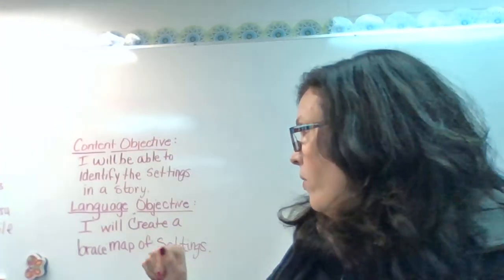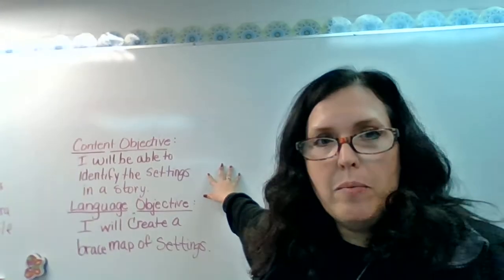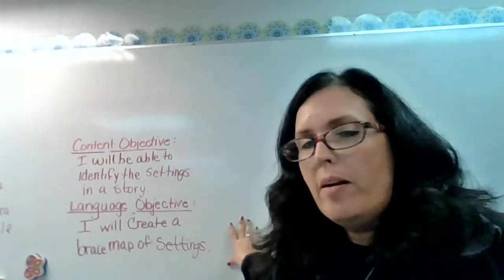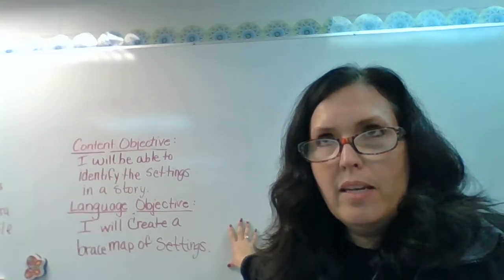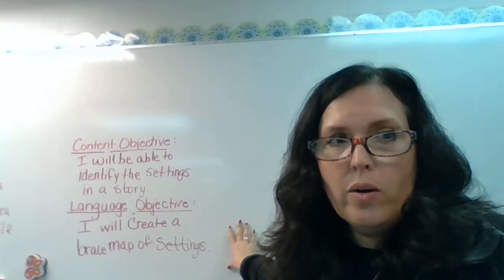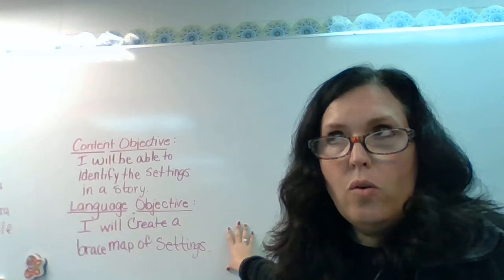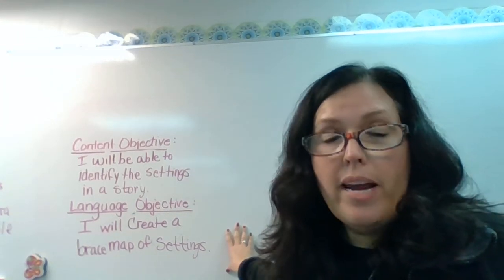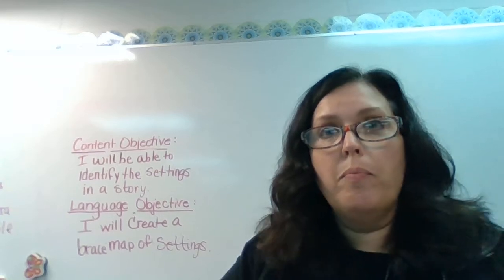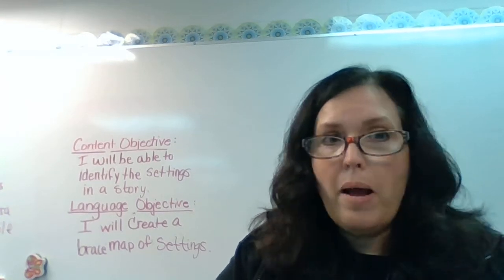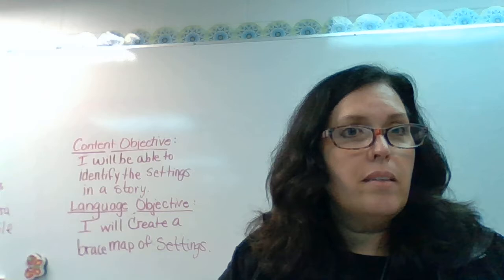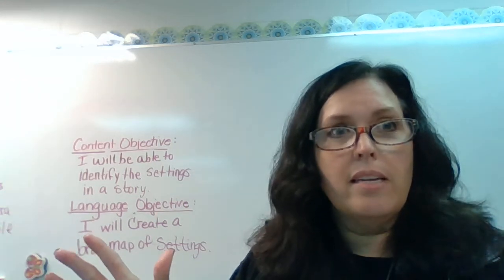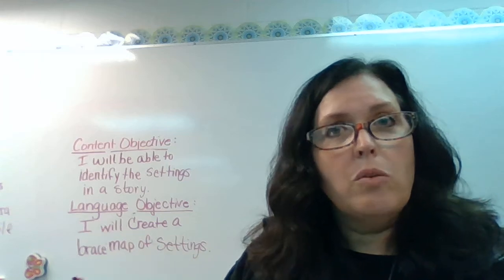Okay, so we're going to be identifying what the setting is in a story, and we're going to create a brace map of our settings. The setting is where the story takes place. So our last story was the three alligators, right? And the alligators, that would have taken place at their mom's house, and then they would have been in a stick house and the rock house. Those are all different places, and it also was in Texas.